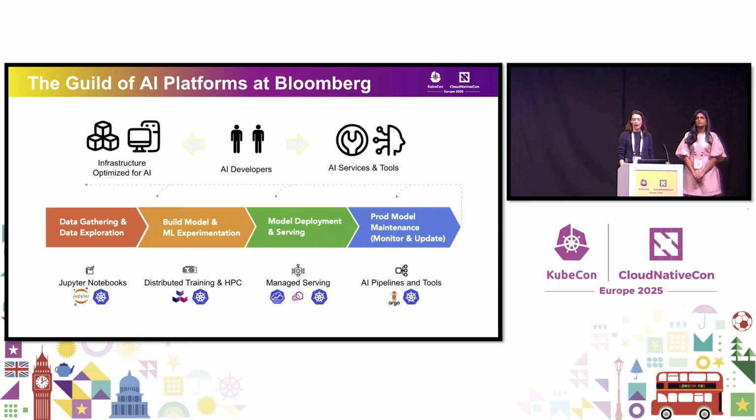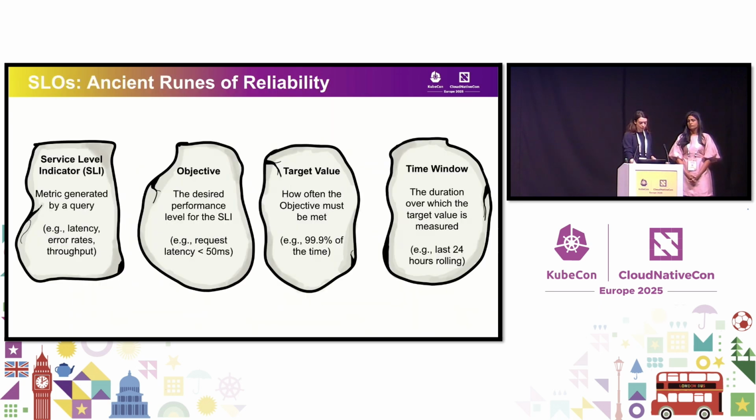First, a little bit about AI platforms at Bloomberg. We service the whole model development lifecycle. So from exploration with the data to building your model and experimentation to deployment, serving, and then model maintenance and production for monitoring and updating. So what this looks like is various platform teams and services within AI platforms. So we offer services like Jupyter Notebooks, different ways to train and use HPC, managed serving, managed inference, and different AI pipelines and tools to our users.